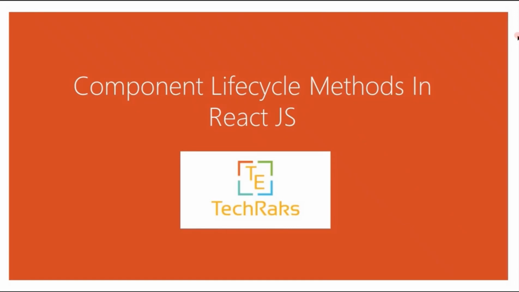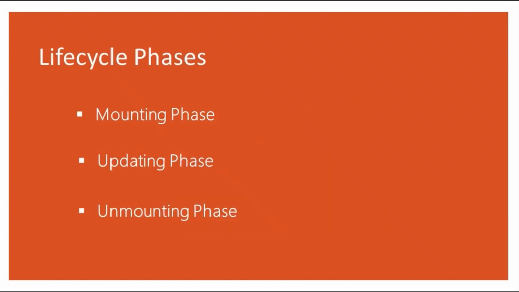In this video, we are going to learn different lifecycle methods in React.js. Basically, there are three phases in the React components lifecycle. First one is mounting. In this phase, a component is ready to mount in the browser DOM. The second one is updating. In this phase, the component gets updated whenever there is change in the component state or props.